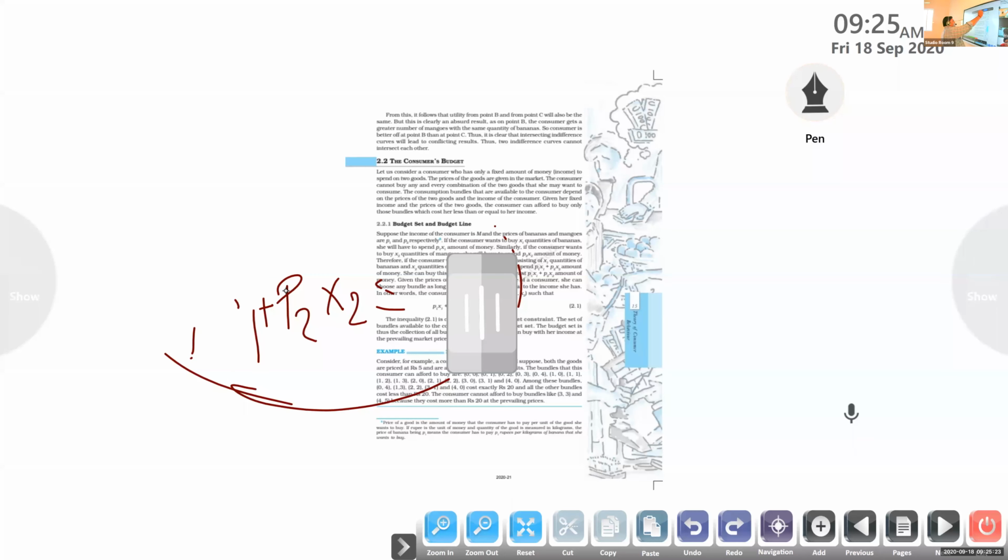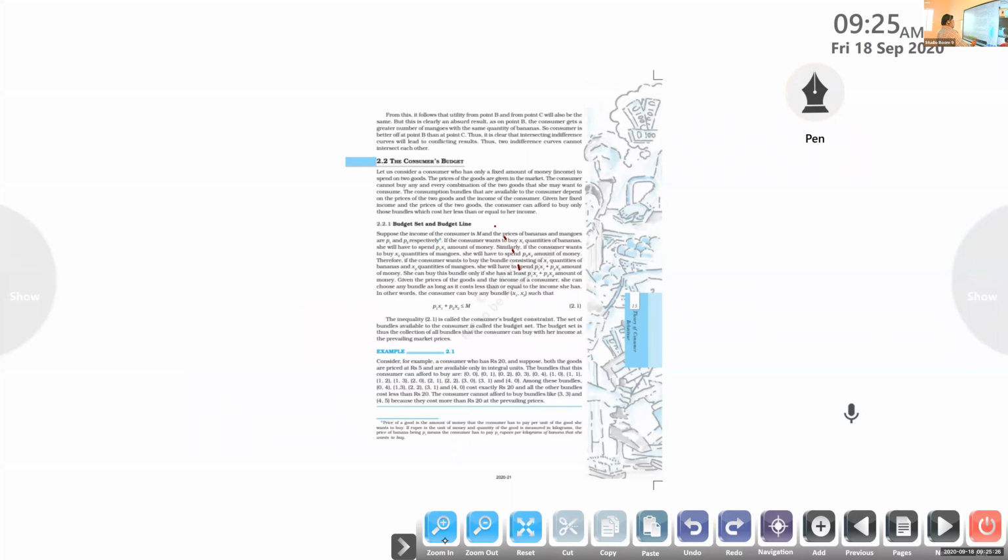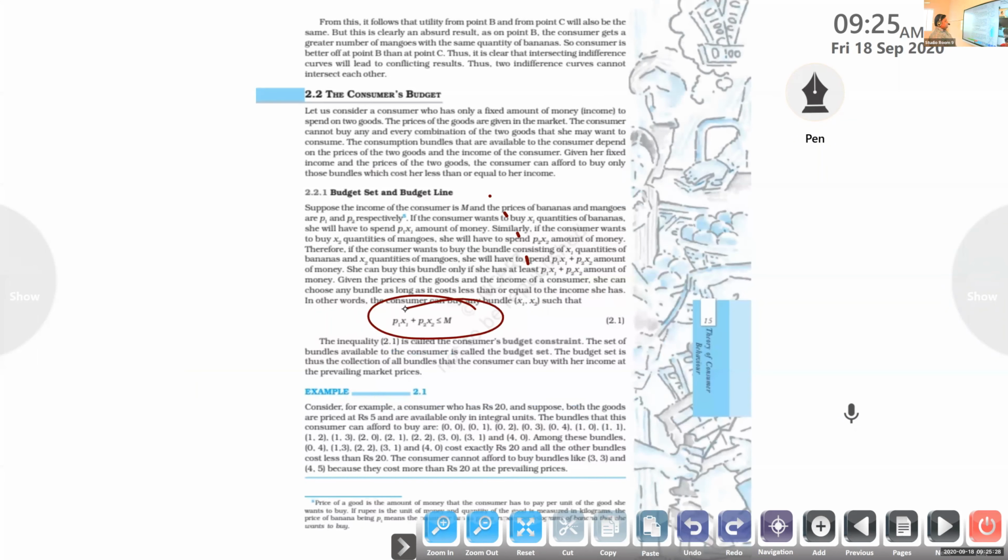That is, you can see here, P1 x1 plus P2 x2 less than or equal to M. So we want to understand what is P here and what is X here. Here P means price of the commodity. P1 means price of the first commodity, X1 is the number of the first commodity, plus price of the second commodity into number of the second commodity, P2 into X2, always less than or equal to income. That equation is very much important for us.